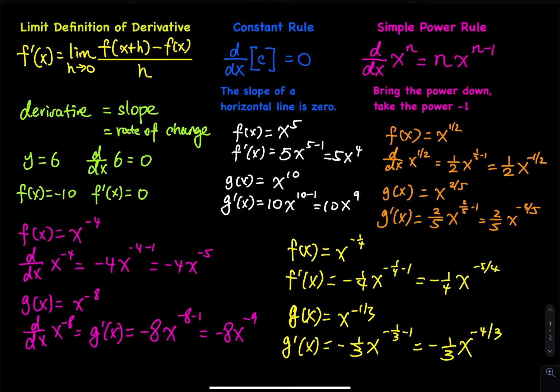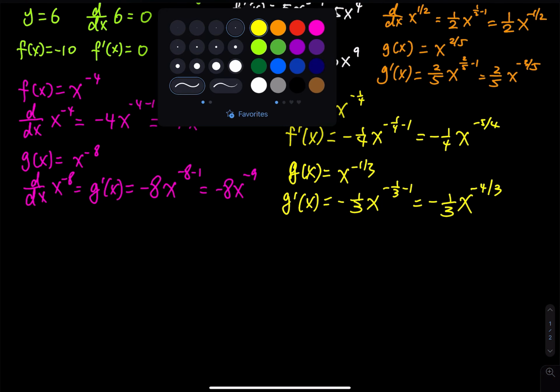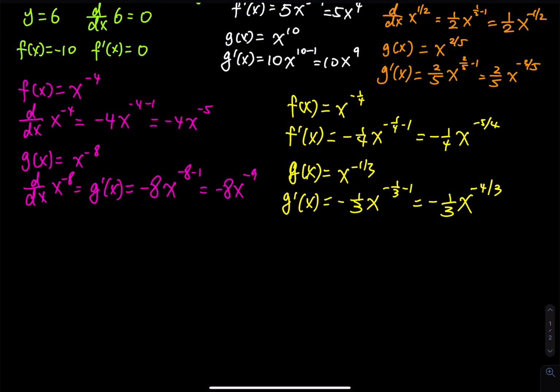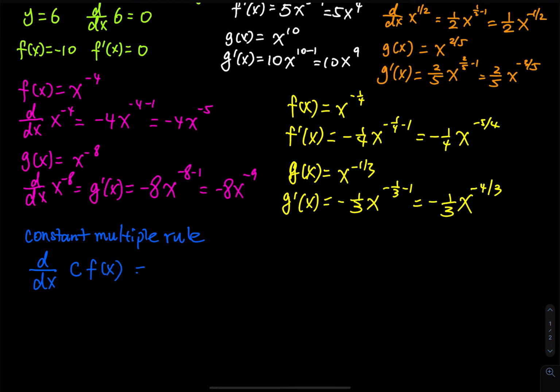Okay, so let me introduce you one more rule. If you can do the simple power rule, you can do the next one very easily. The next rule that I would like to introduce is called the constant multiple rule. So the constant multiple rule is, you are taking the derivative with respect to x of a function that is a constant times a function. That means you can just take the derivative of the function and then leave the constant in front of it.